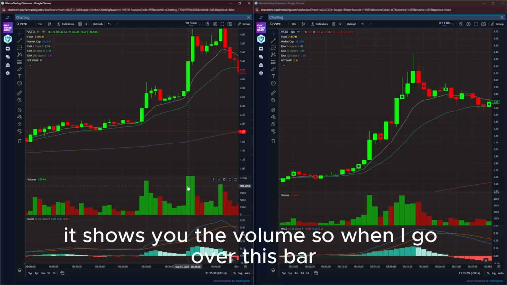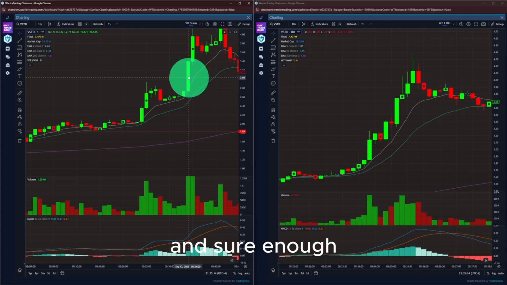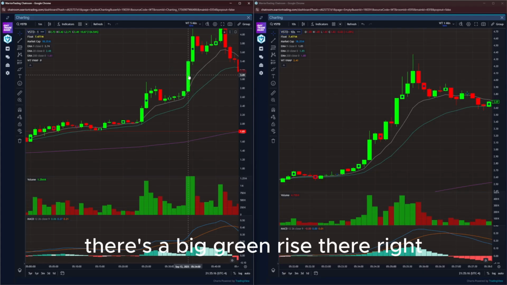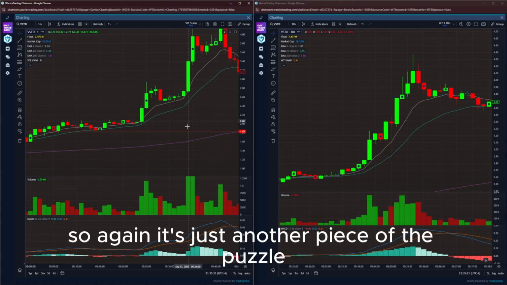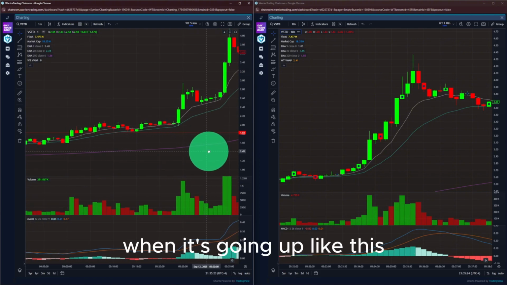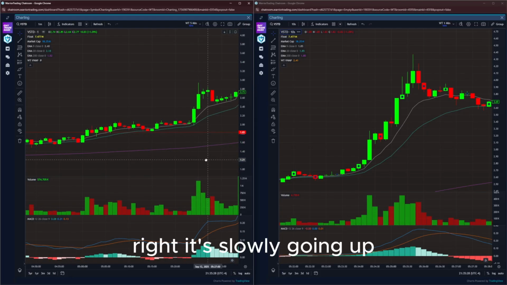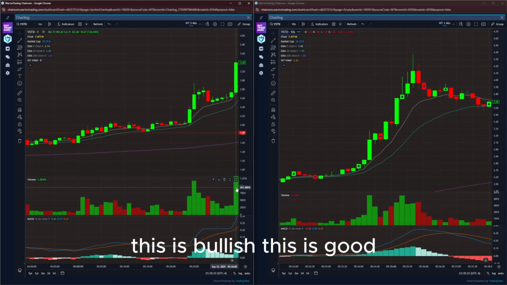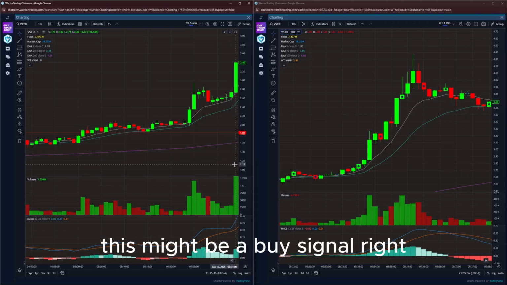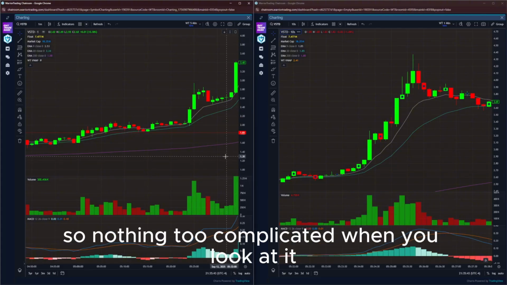So when I go over this bar, there's 1.3 million shares there, right? And sure enough, there's a big green rise there, right? And on this one, there's 2 million, right? So again, it's just another piece of the puzzle when it's going up like this, right? It's slowly going up and you see a big red candle, right? You're like, oh, this is bullish. This is good. This might be a buy signal, right? And you'd be right. Look, it takes off. Again, just another clue, right? So nothing too complicated when you look at it.